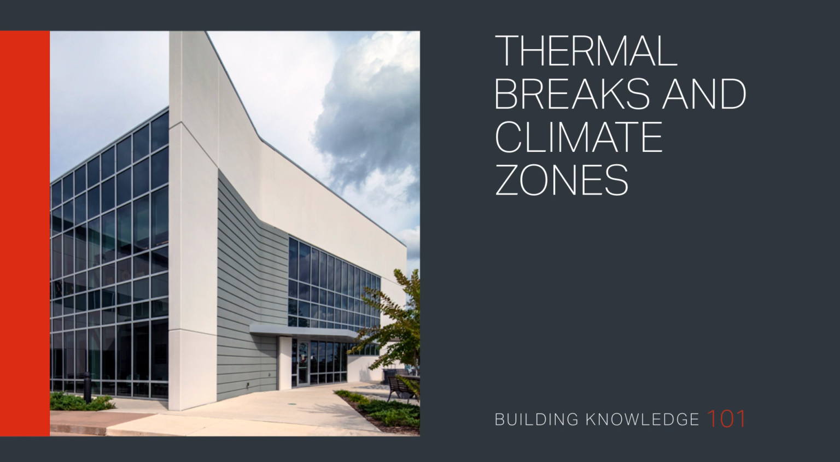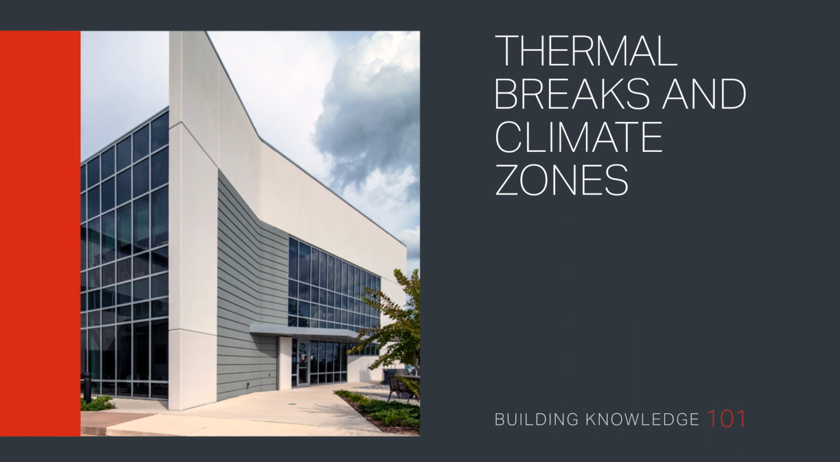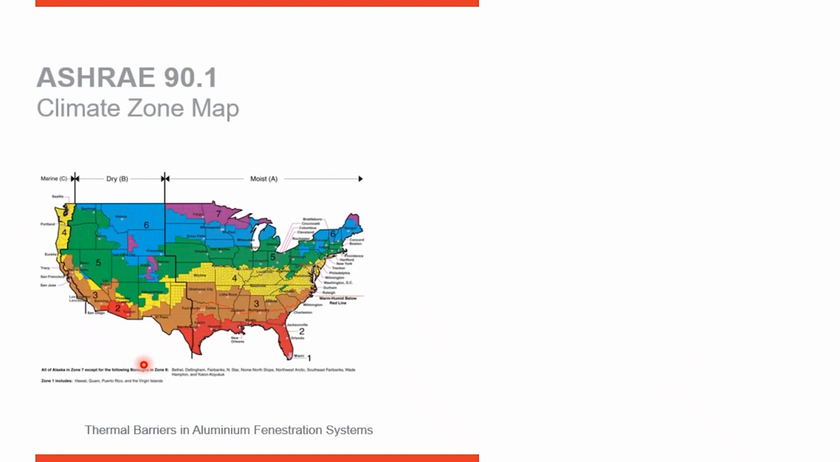Join us for a review of the effect climate zones and U factors have on system design and selection. So as an architect, when you start into a project, you want to start looking at what thermal performance you need to design into the system. You're going to start with this ASHRAE map. And this is a climate zone map. And what it does is it breaks North America into 8 different climate zones.